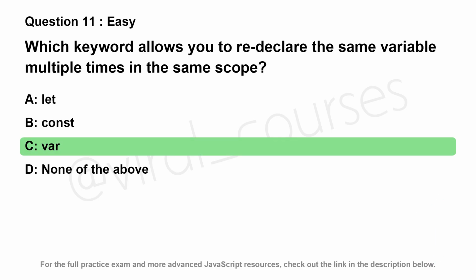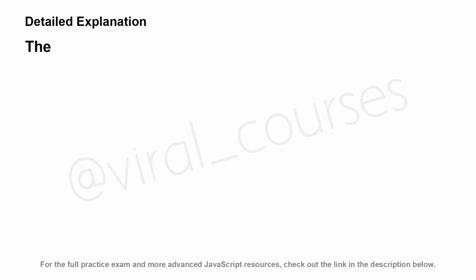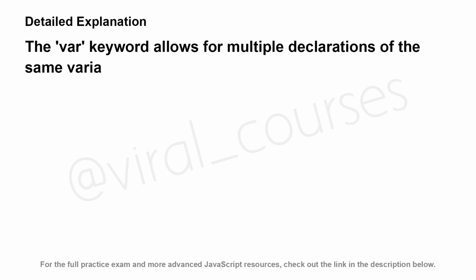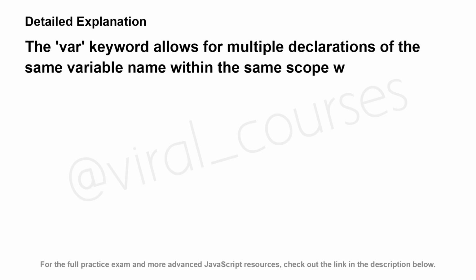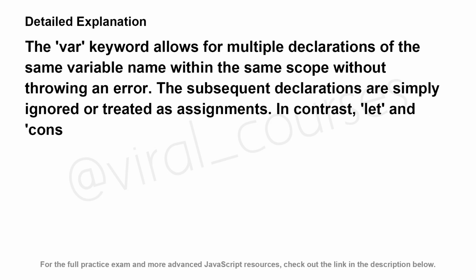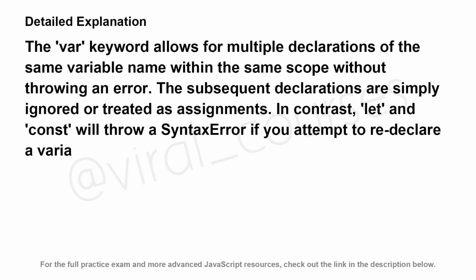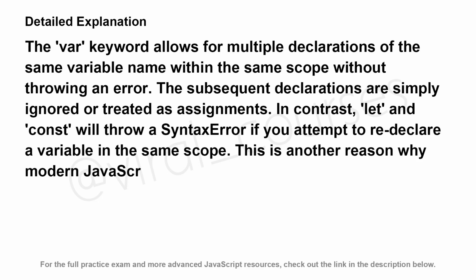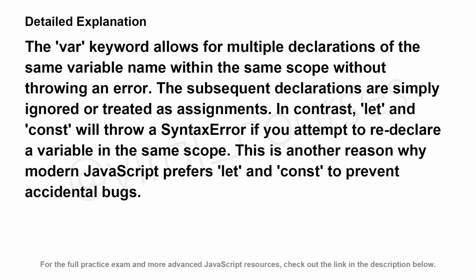The correct answer is C. The var keyword allows for multiple declarations of the same variable name within the same scope, without throwing an error. The subsequent declarations are simply ignored or treated as assignments. In contrast, let and const will throw a syntax error if you attempt to redeclare a variable in the same scope. This is another reason why modern JavaScript prefers let and const to prevent accidental bugs.